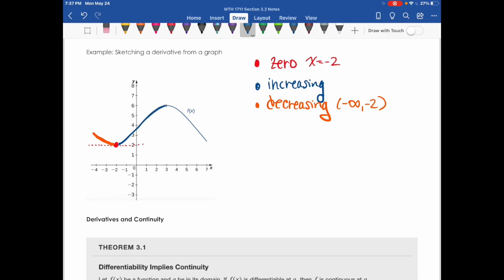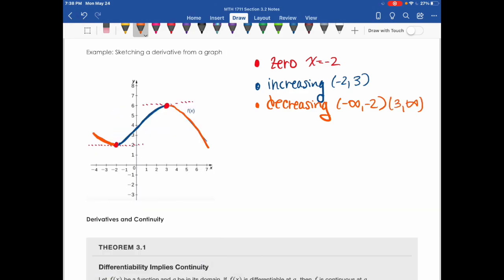Now let's keep tracing. I'm increasing. Going left to right, I'm going up from here to here. So on the interval from negative 2 to 3, my derivative is going to be positive. And then at this point right here, my derivative is going to be 0 because, again, I have a tangent line that's horizontal. And then my horizontal lines have slopes that are 0. And then lastly, I'm decreasing from 3 to infinity.